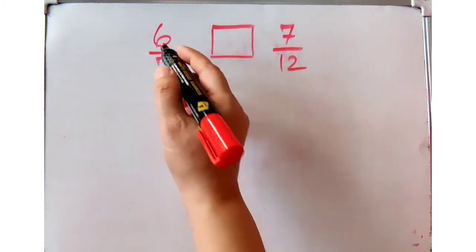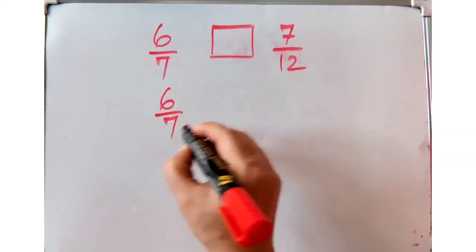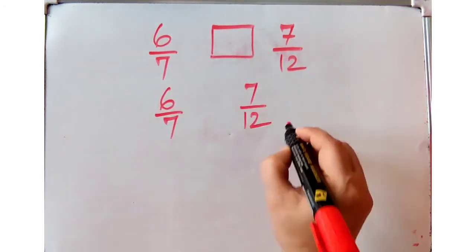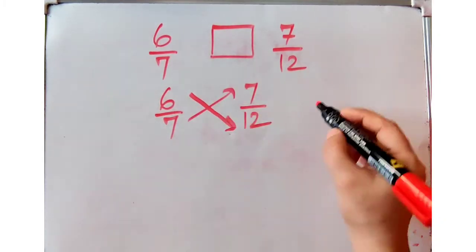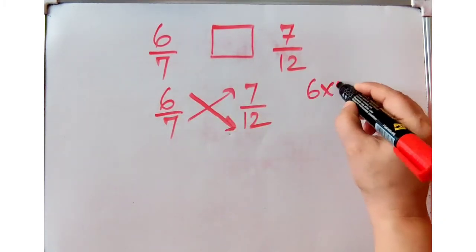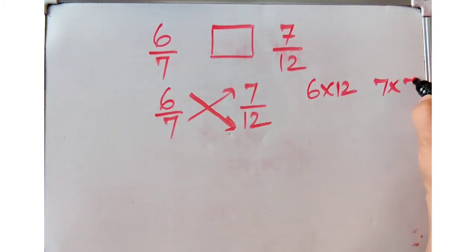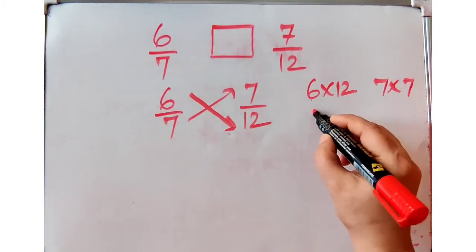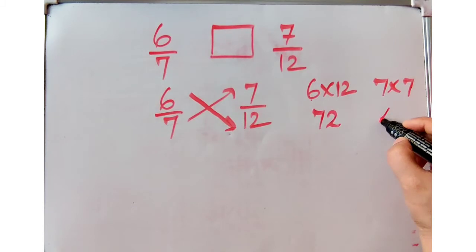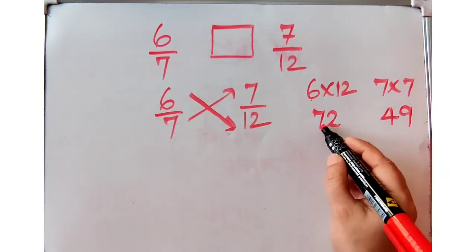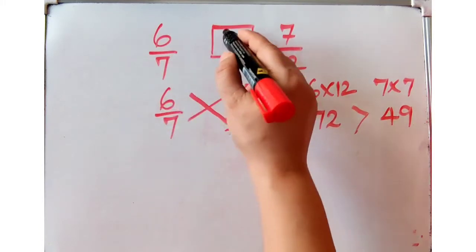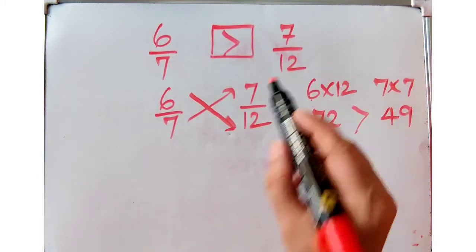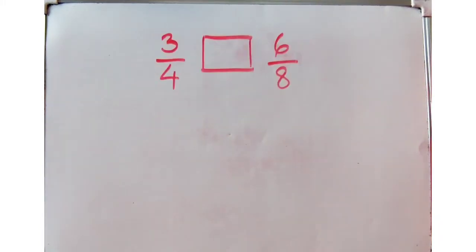In the second example here, we have been given fractions 6 by 7 and 7 by 12. We have to compare them. So I am going to cross multiply again, 6 into 12 and 7 into 7. 6 12s are 72. 7 7s give me 49. Here 72 is greater than 49. Therefore my fraction 6 by 7 is greater than 7 by 12.